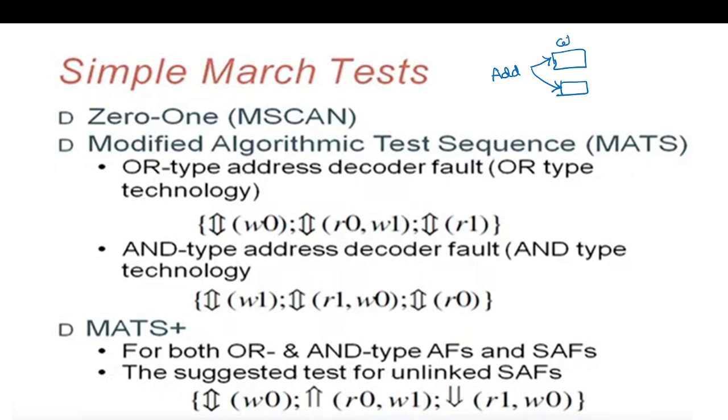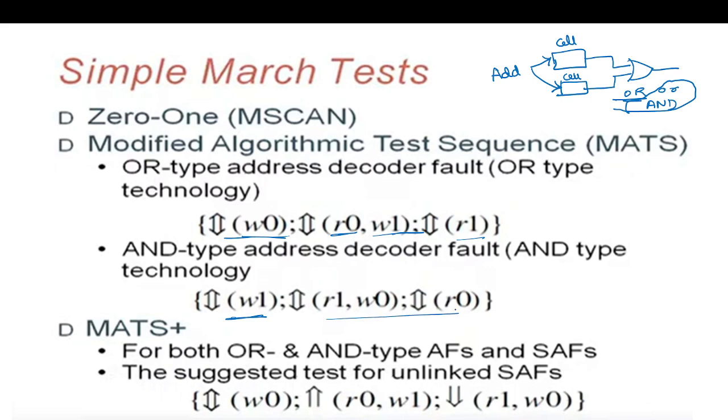and there are two cells, and an OR gate. This can be an OR or AND gate based on the fault. So this is the OR type. To detect the OR type we need to write a 0, and for AND start with write 1. Next we have written, so read 0 and write 1.